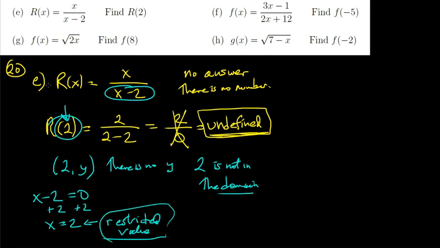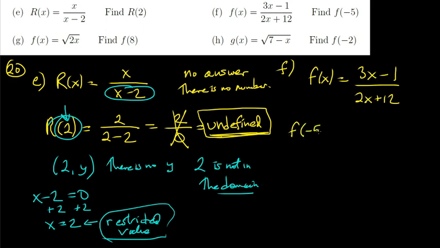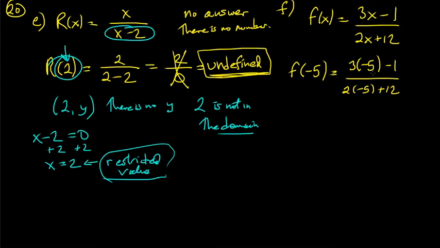Okay. So again, don't worry about any of that. The answer is undefined. So now let's look at part F. I think I can squeeze it in up here. So f of x is 3x minus 1 over 2x plus 12. And we're looking for f evaluated at negative 5. So simple enough, just trade x for negative 5. So 3 times negative 5 minus 1 over 2 times negative 5 plus 12. So everywhere you see an x, just change it to negative 5.